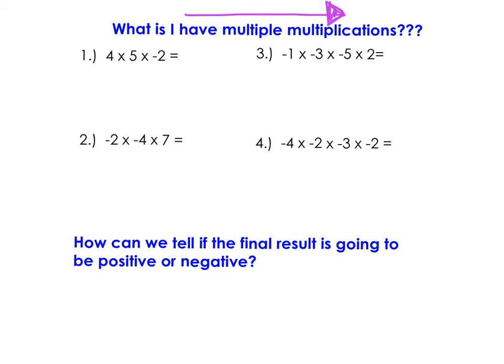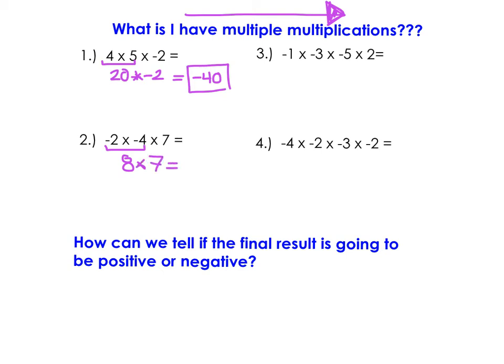So if we start with example 1 here, we have 4 times 5 times negative 2. So 4 times 5 results in 20. And then I still have the negative 2 left, so 20 times negative 2 should give me negative 40. So it's as simple as just going left to right. All right, looking at the next example. We start with the 2 on the left. Negative 2 times negative 4. Well, negative times a negative is a positive, and that results in a positive 8.